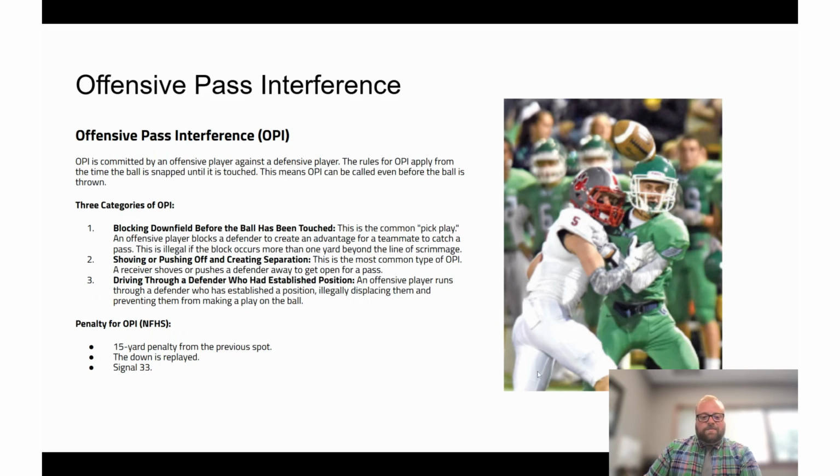The penalty for offensive pass interference is a 15-yard penalty from the previous spot. The down is replayed, and signal 33 again is used to signify the specific call.